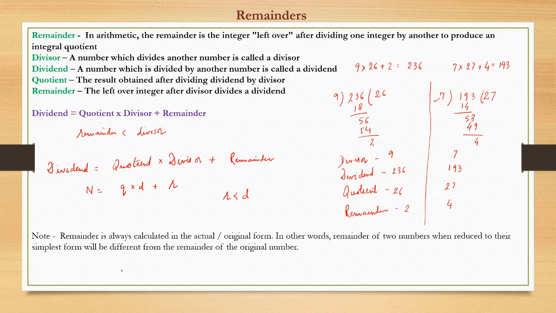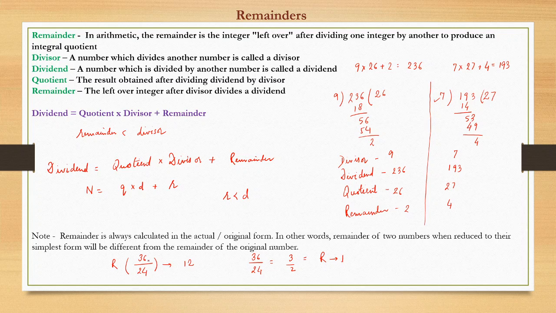Now one more concept which we will see. Suppose we are going to find the remainder of 36 by 24. What will be the remainder here? The remainder of this would be nothing but 12. But 36 by 24 we can also write in the simplest form as 3 by 2, as 12 times it will cancel out. So here the remainder becomes 1.